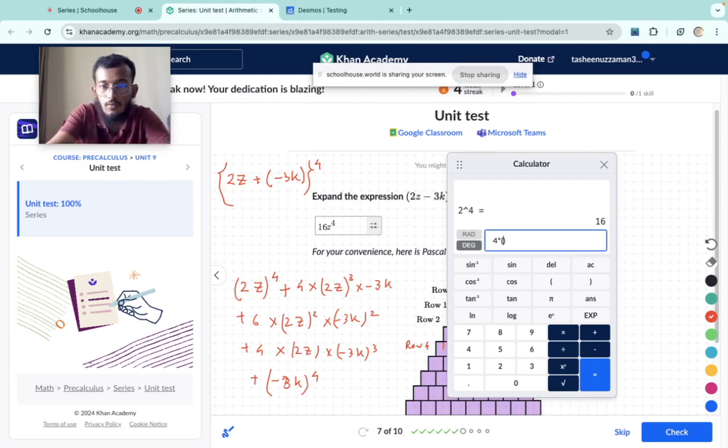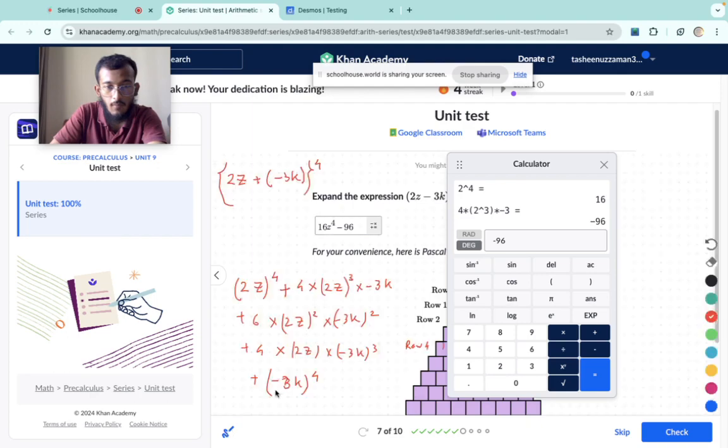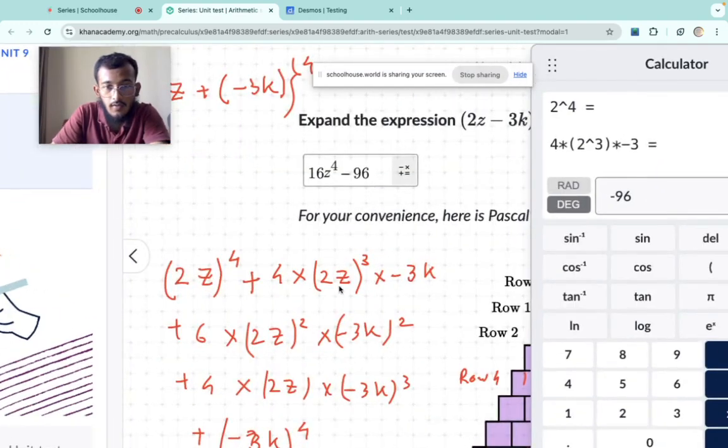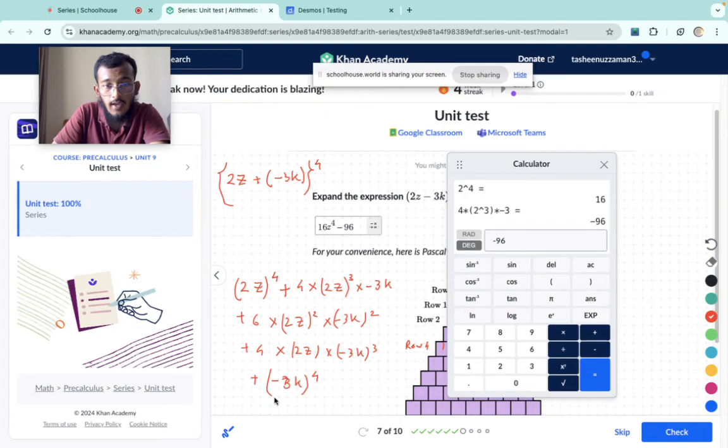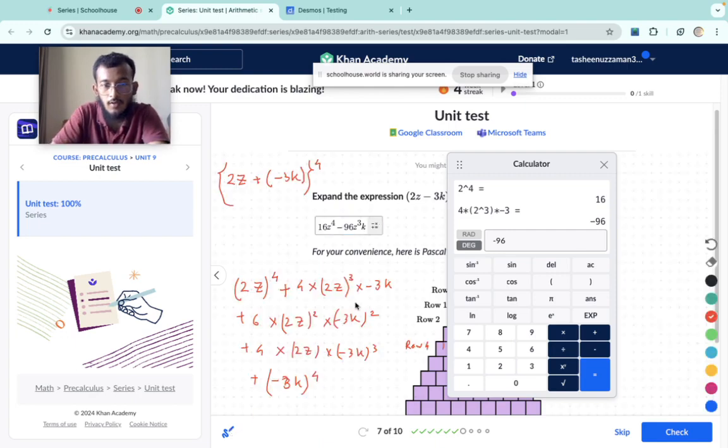4 into 2 cubed, and multiplied by negative 3. 4 into 2 cubed multiplied by negative 3, so we get negative 96. So negative 96 z cubed into k. That is enough for the second term.